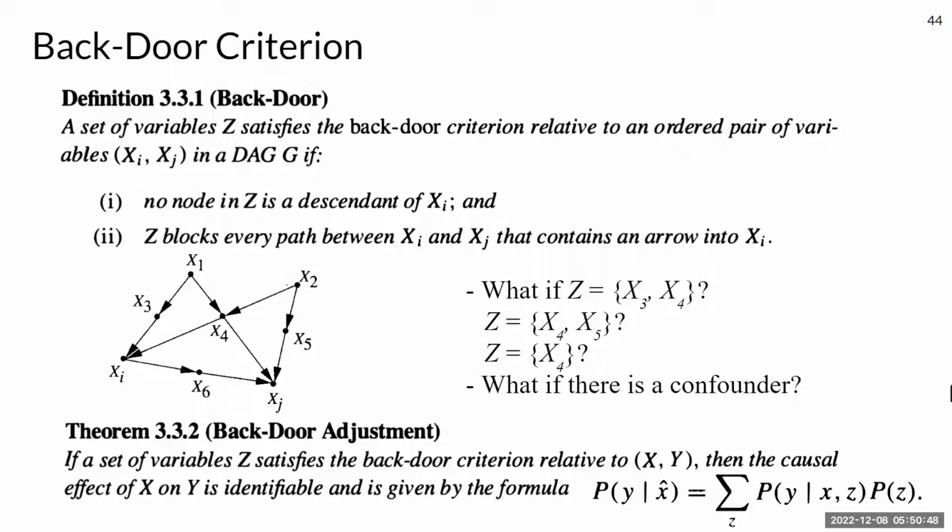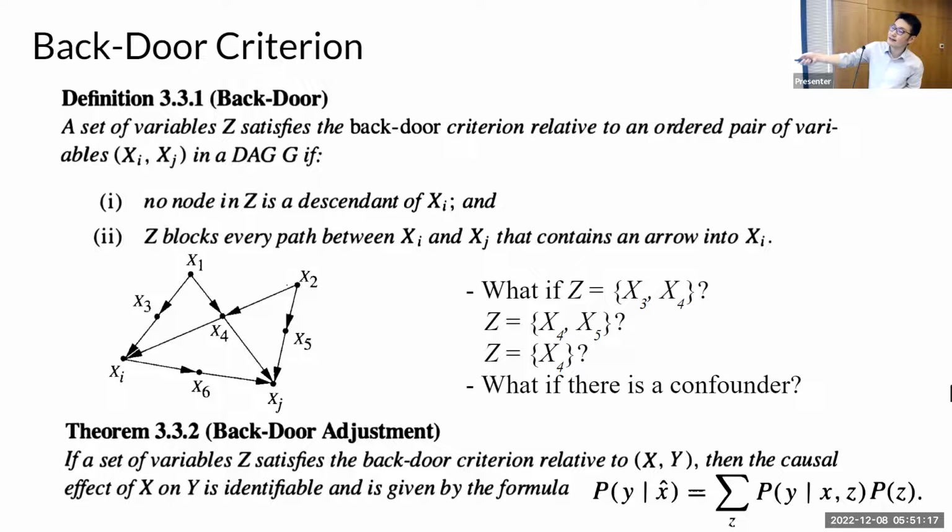Suppose this is a graph. You can see a lot of variables here. We say Xi, Xj, an ordered variable pair, satisfies the backdoor criterion if two conditions are satisfied. The first one says that no node in Z is a descendant of Xi. So as you can see from here, if X6 is in the set of variables Z, then this is violated.